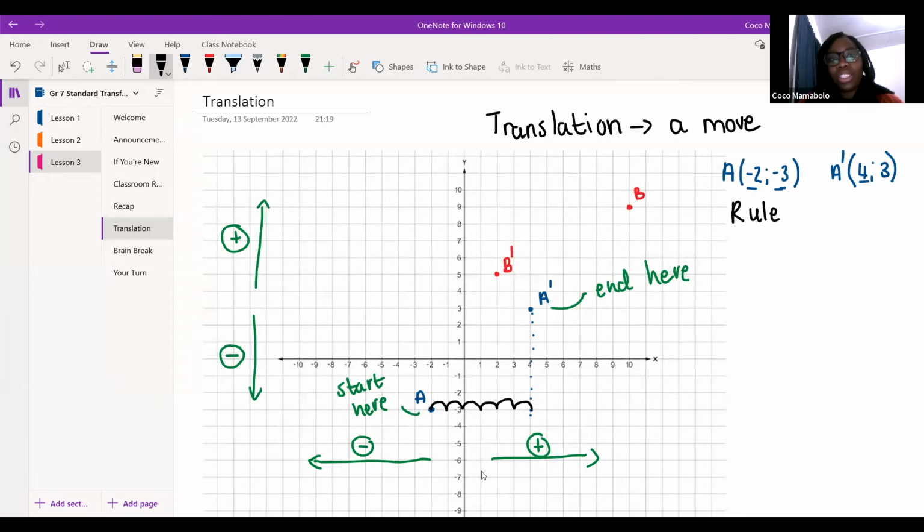1, 2, 3, 4, 5, 6 times to the right. So my rule is going to say I moved from X, Y, all the way to... now in order for me to get to A prime, I need to add 6 to X, X plus 6. Now, how many times do I need to move up to get to A prime? I'm gonna count.